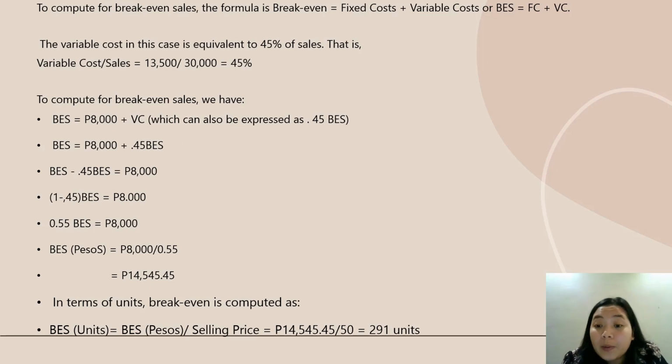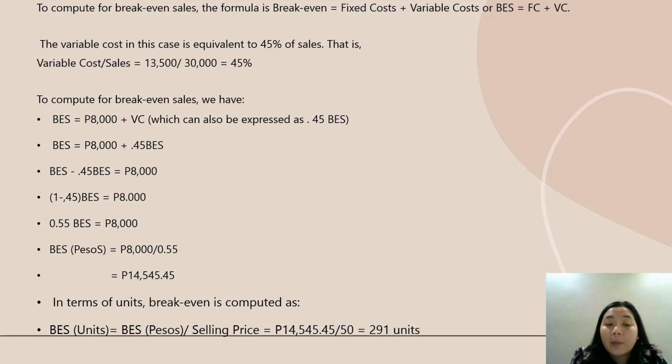To compute for break-even sales, the formula is break-even equals fixed cost plus variable cost. The variable cost in this case is equivalent to 45% of sales. That is variable cost divided by sales: variable cost is 13,500 divided by 30,000, which is the sales. So it will equal 45%.